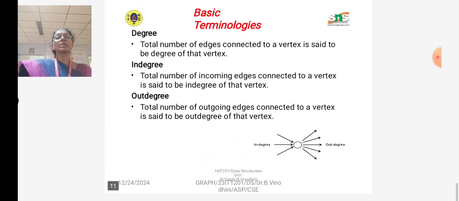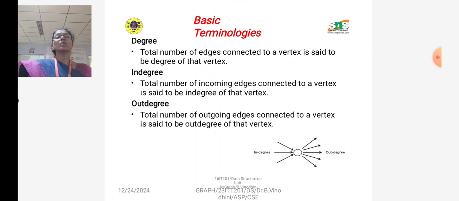Already you know what a degree is, that is, in degree and out degree. Degree is the number of edges connected to a vertex. In degree means the number of incoming edges for that node, out degree means the number of outgoing edges from that node. So these are all the basic terminologies we should know before going into the graph data structures. Thank you.